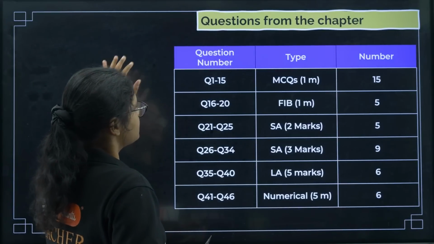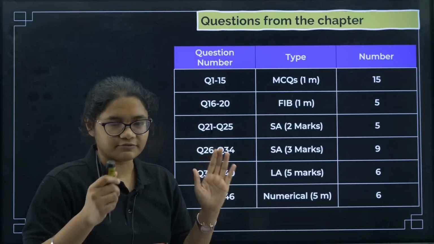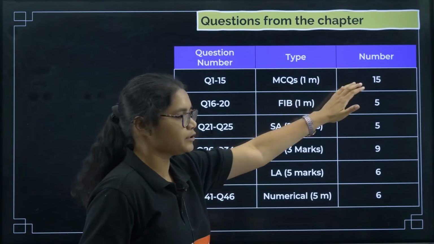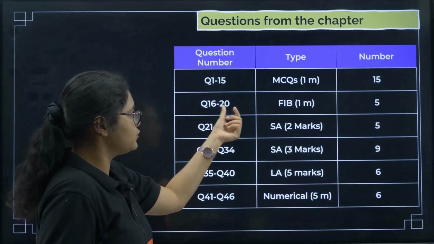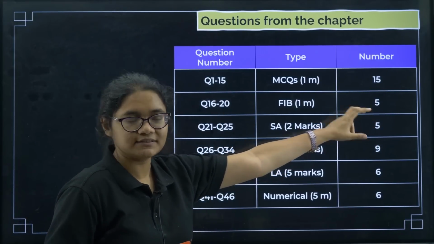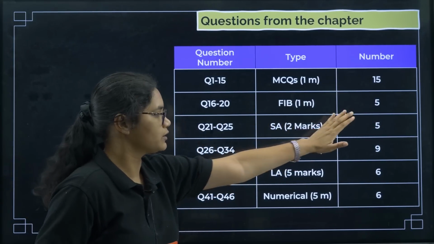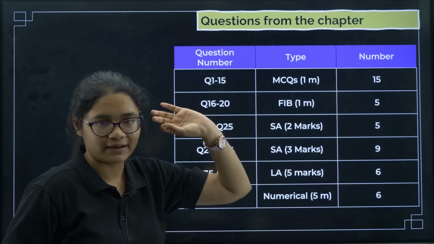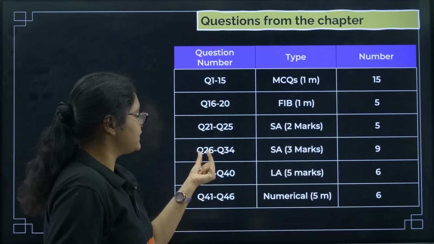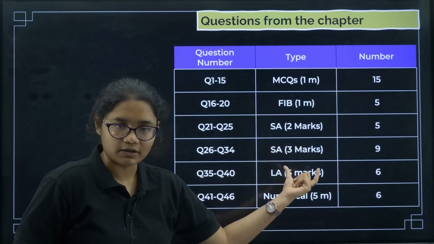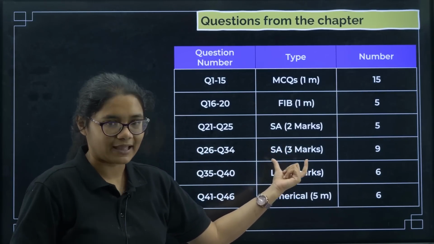So let us see. Here the first 15 questions will be your MCQ questions. Next, 16 to 20 will be your 5-marker questions. Then 21 to 25 will be your 2-marker questions. There will be a total of 5 questions in which you have to attempt any 3. Similarly, 26 to 34 will be your 3-marker questions, including both inorganic and organic.